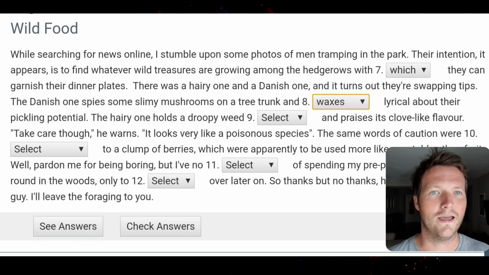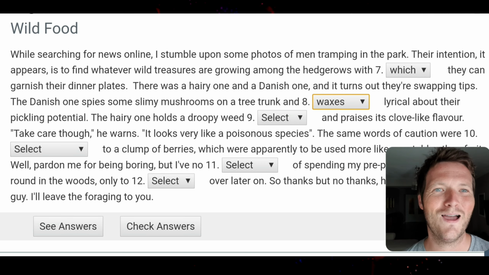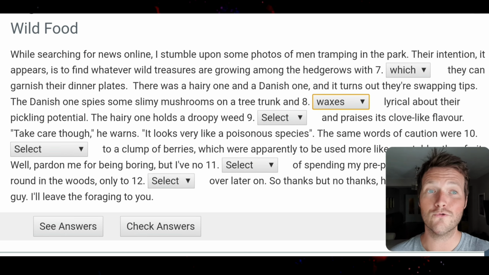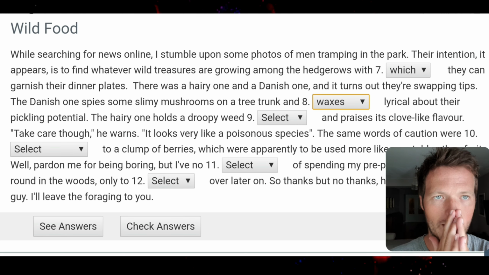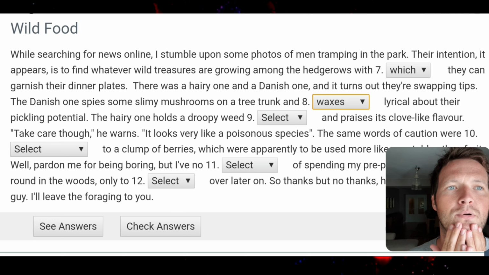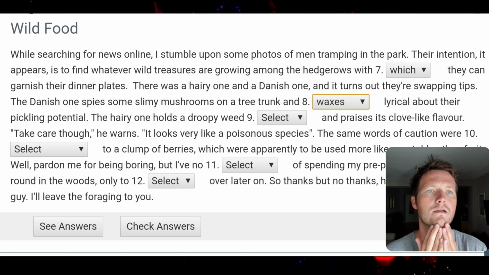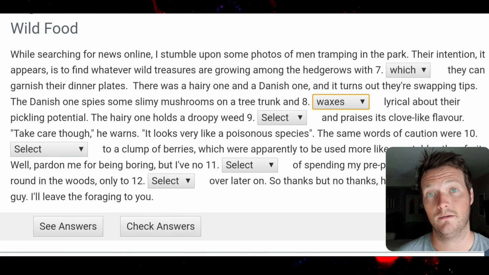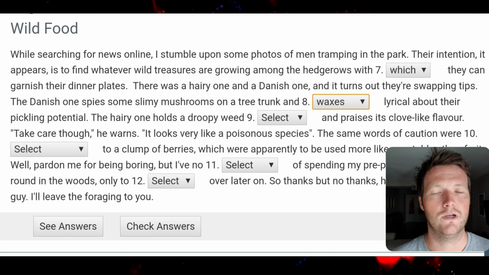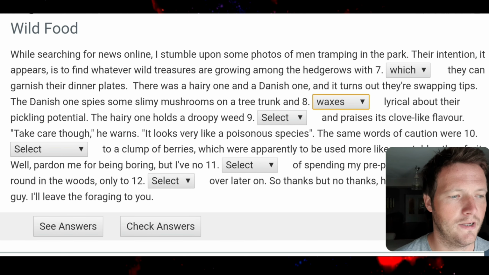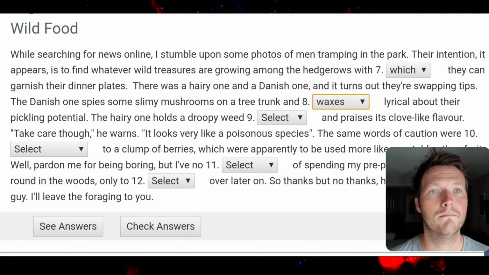Okay, good. The hairy one holds a droopy weed and praises its clove-like flavour. So it's a weed, so basically a plant that we don't like because it kills off other plants, kind of like a parasitic plant, basically a weed.